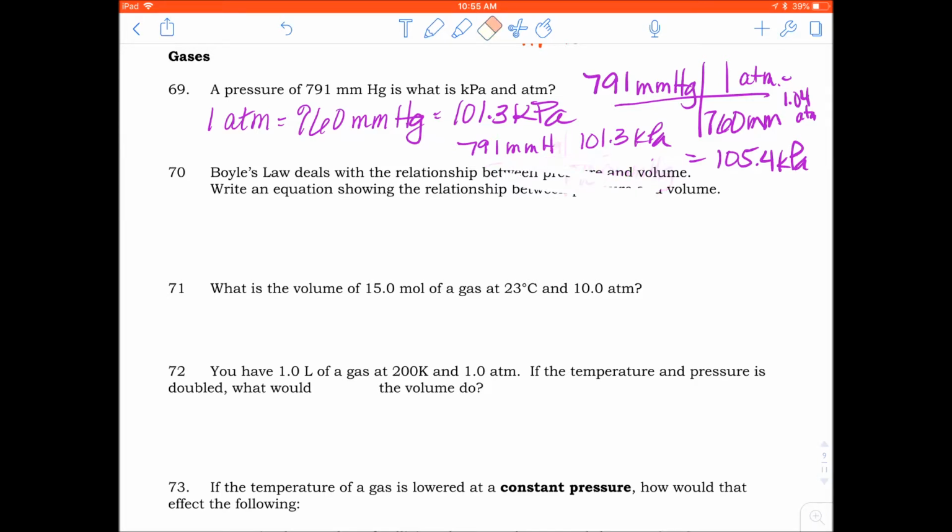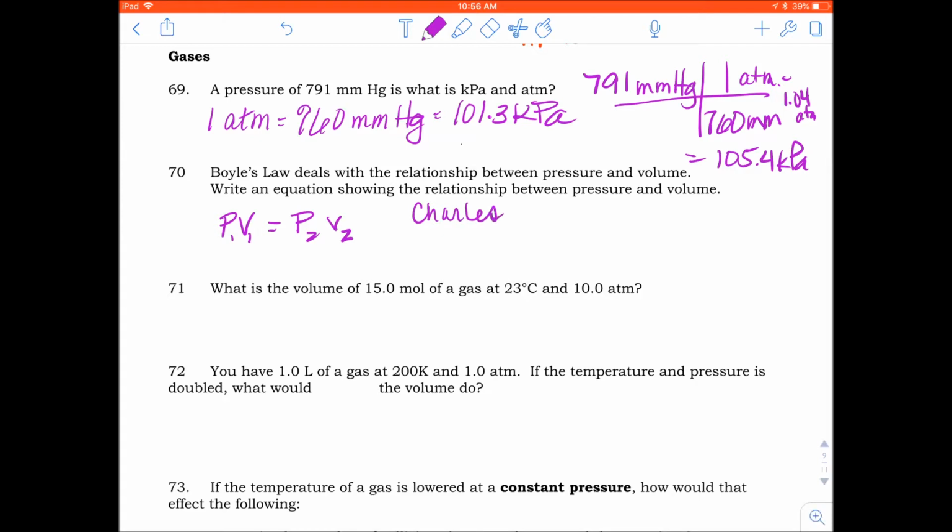All right, next one. We've got our 3 laws: Boyle's law, Charles' law, and Gay-Lussac. Boyle's law deals with pressure and volume. As pressure increases, volume decreases. It's an inverse relationship. Therefore, we write that equation as the pressure times the volume of the gas in one condition will equal the pressure times the volume of the gas in the other condition. If we were talking about Charles' law, which this doesn't ask, but I'll put in there anyway because it's good, volume and temperature vary directly. And this is the relationship you would use.